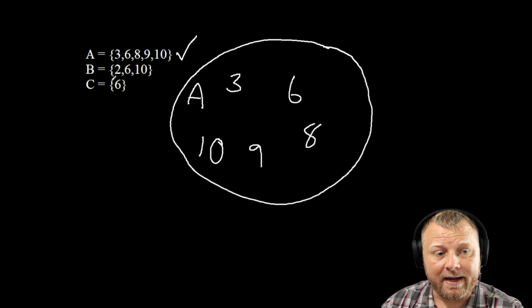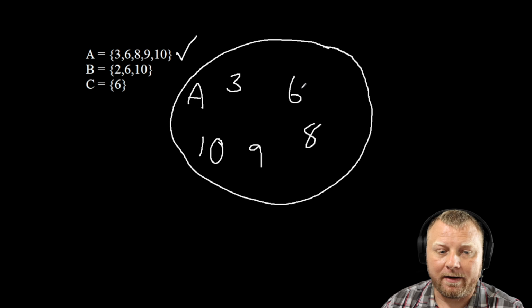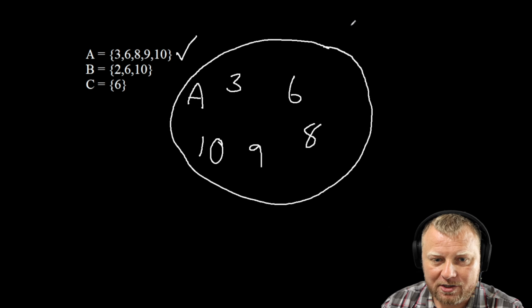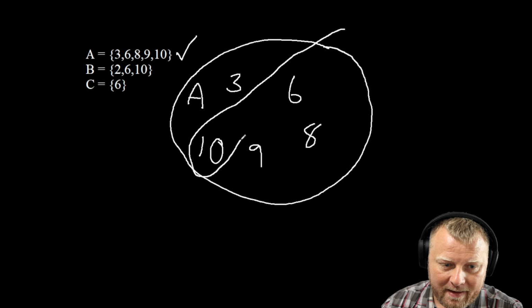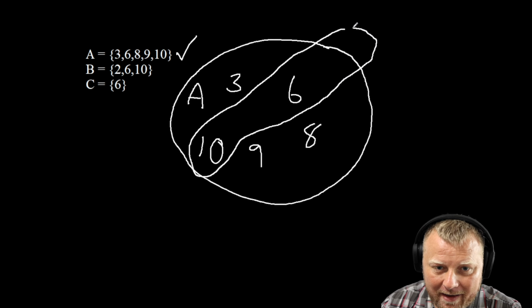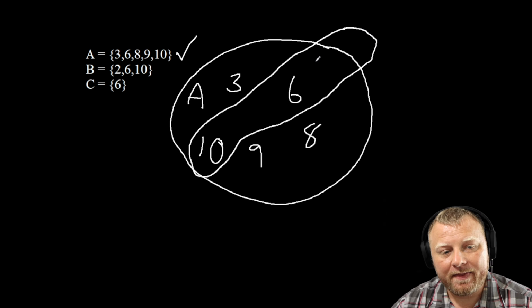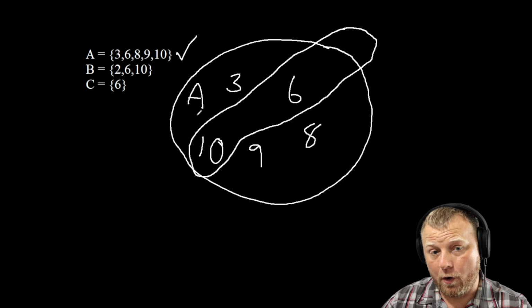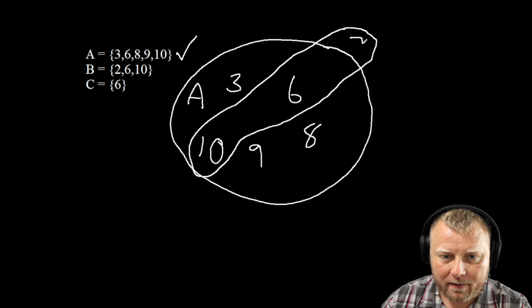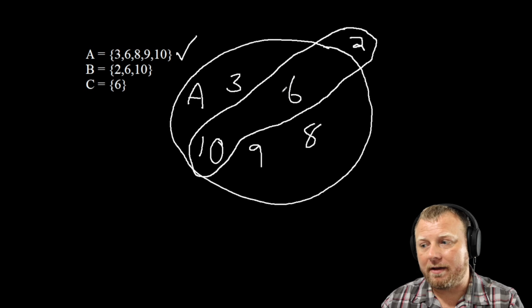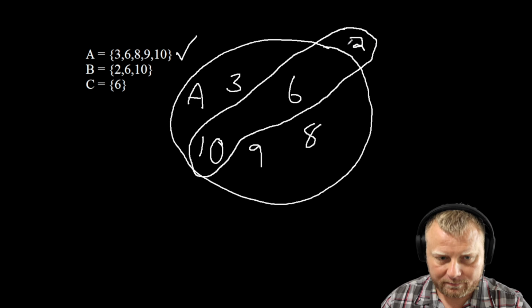B, 2, 6, and 10. Now, what do they share? Well, there's a 6 and there's a 10. Ooh, but there is no 2 in here. So we have to create some weird looking shape like this. Think about this now. This is not a circle, but this is my container. And the reason why I have this container that's outside of A's scope or circle is because that number 2 is not in A. So we'll have to throw the 2 out here. Now when you take a visual look at it, that's how it looks.